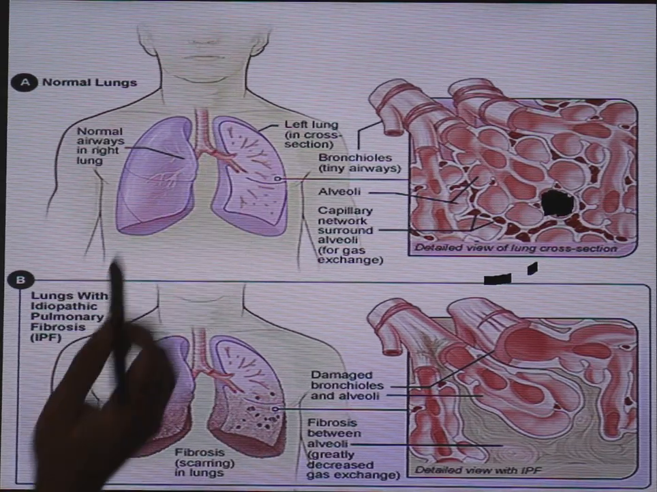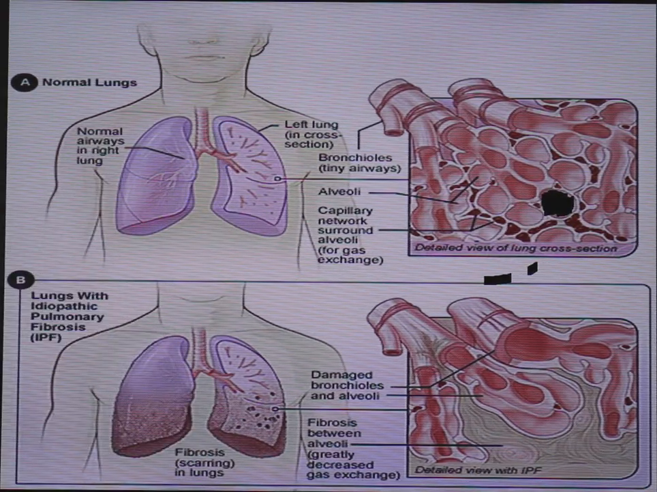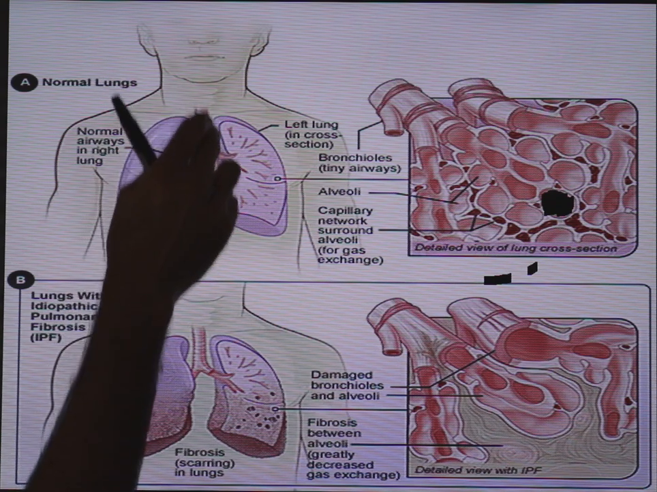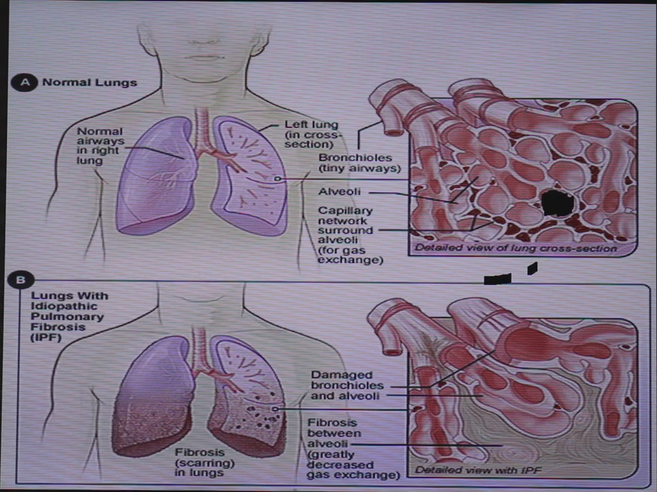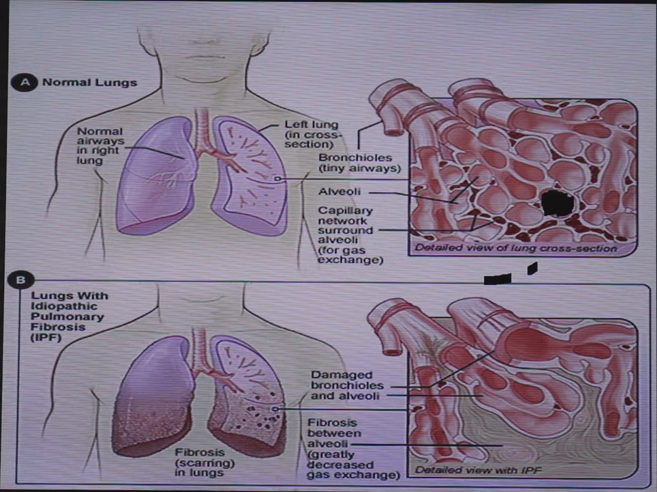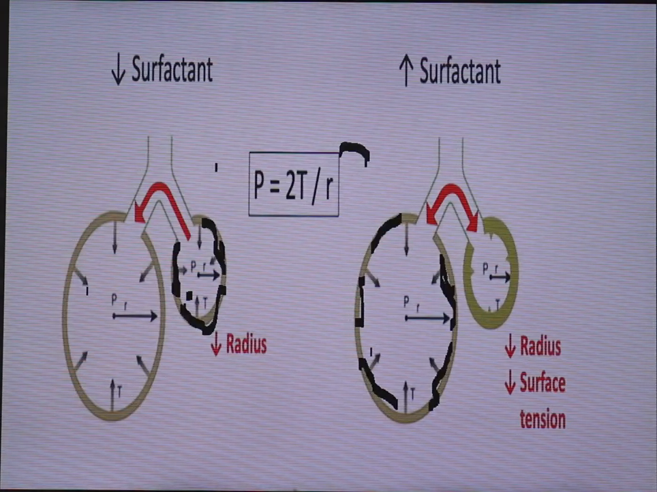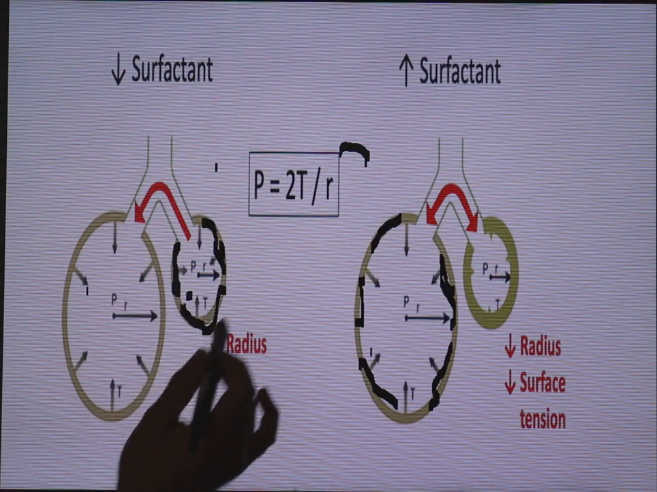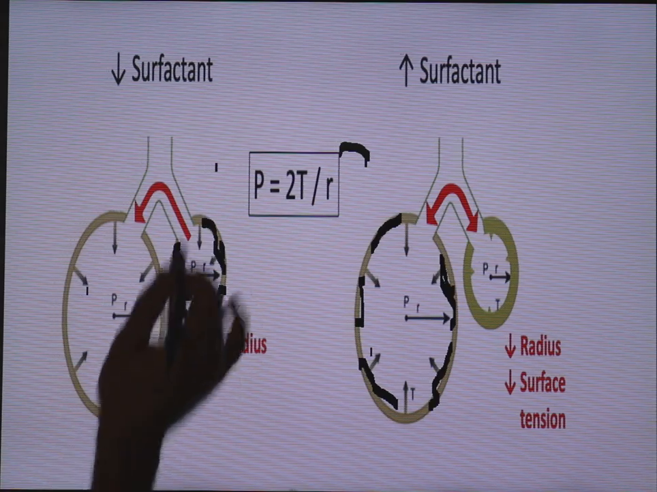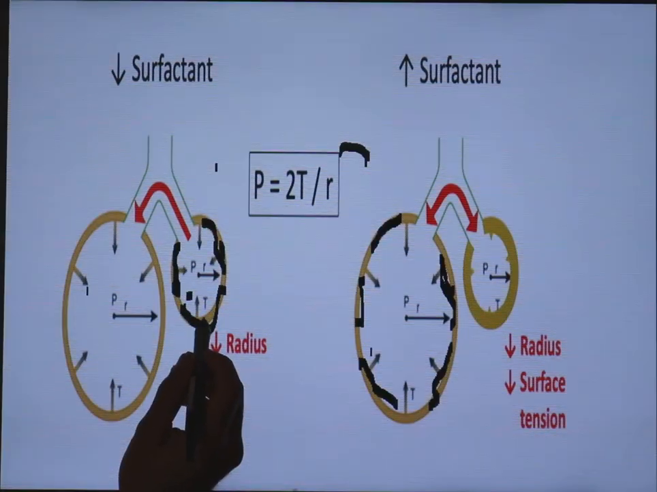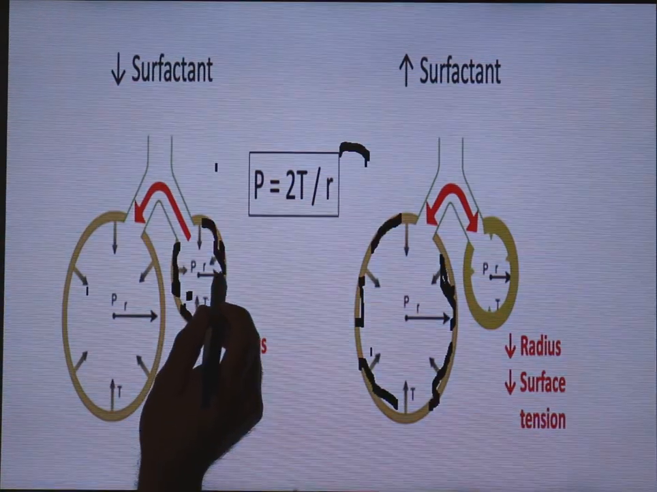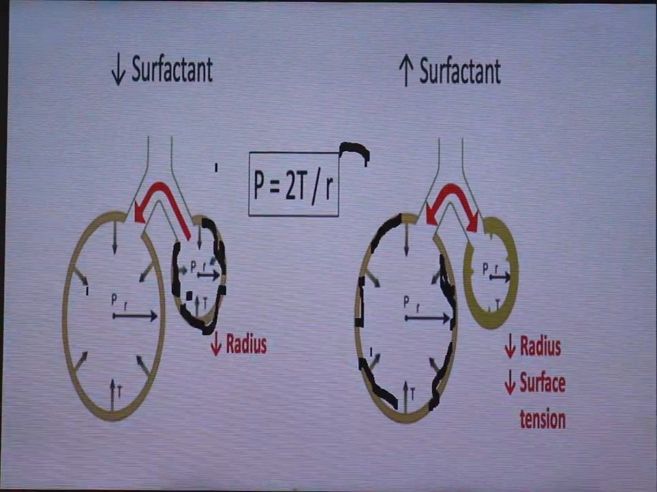So the dynamic resistance is the flow resistance that happens when the gas flows through the airways. The static resistance is the resistance in the lung tissue due to the elasticity of the lung, and not only the elasticity but also the surface tension. As you can see here, the large alveoli and small alveoli. This small alveolus has a tendency to collapse, okay?